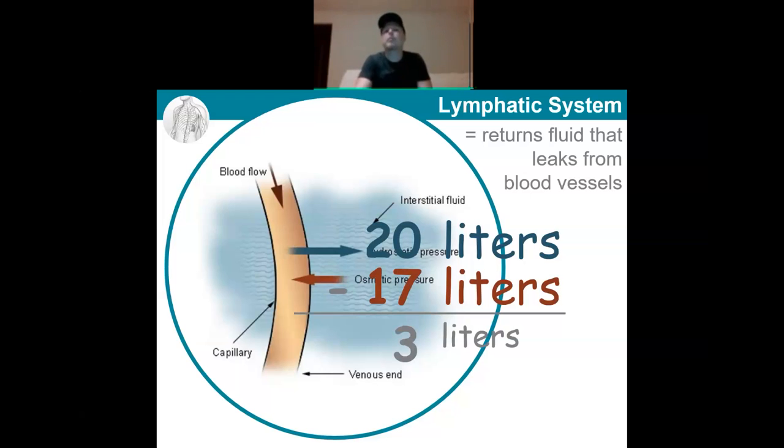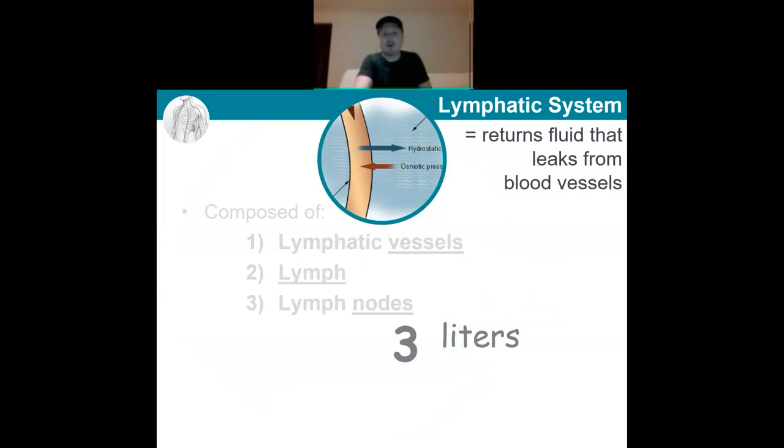So that leaves us with 3 liters left outside the capillaries that we're losing from the blood, or from the cardiovascular system. And we need to do something about that 3 liters, because if we get 3 liters building up in our body every single day, we're soon going to look like the Michelin Man or whatever. We just need to do something about that 3 liters. So what are we going to do?